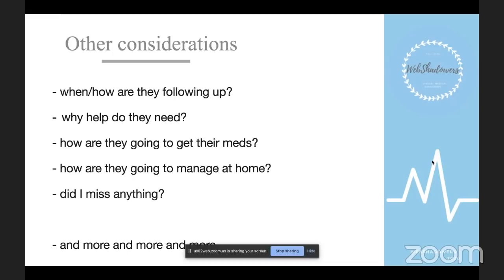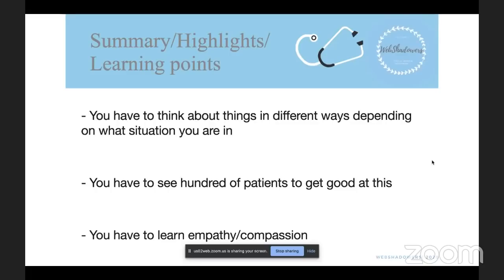So you always have to think about this stuff as you go along, and that's what's great about family medicine training: you are taught how to think about all of this at once, and every 20 minutes you're thinking about this all over again. And it's cool. Summary, highlights, learning points. You have to think about things, as I said in these two cases, a little differently depending on what situation you're in.